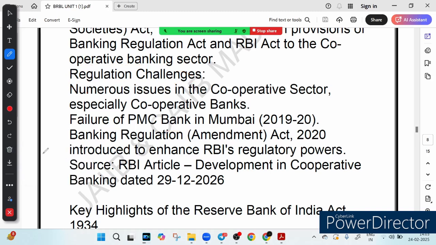So to tackle this issue, the Banking Regulation Amendment Act 2020 was introduced, giving the RBI more regulatory power over cooperative banks to make sure they stay reliable and secure. So that is the lowdown on cooperative banks. They are a mix of urban and rural institutions regulated by multiple laws to keep things secure. And while there are challenges, new laws are in place to improve their functioning. So let's talk about the key highlights of the RBI Act 1934.